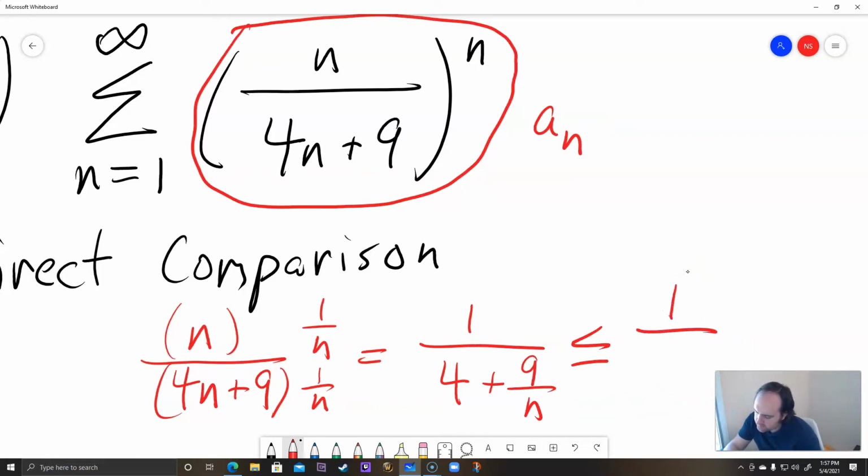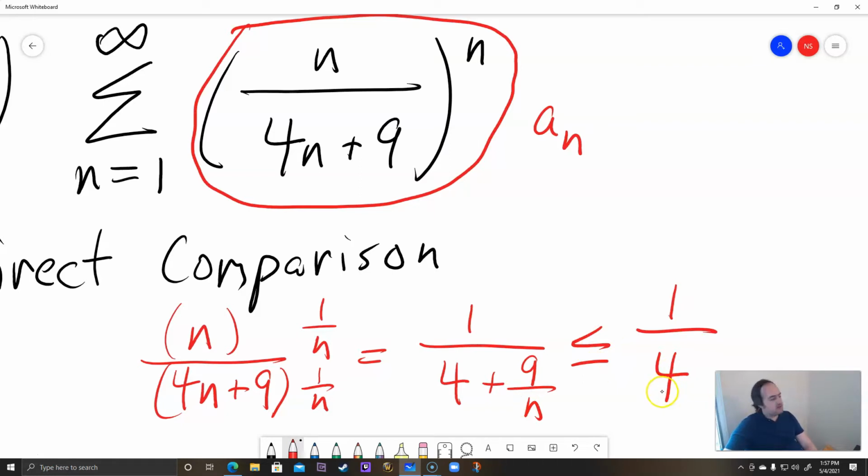Now, how on earth did I decide that that's less than or equal to 1/4? Well, because 9 over n is actually going to be a positive number, because n goes from 1 to infinity, n is always a positive number, so 9 over n is also a positive number. That means this denominator is going to be bigger than 4, which means 1 over that is going to be less than or equal to 1 over 4.